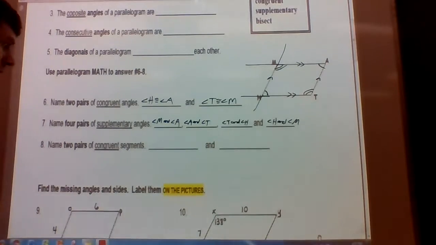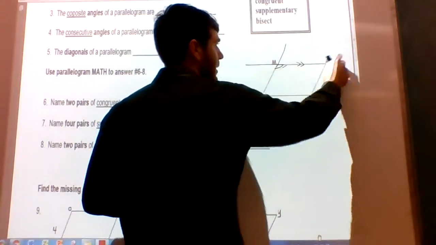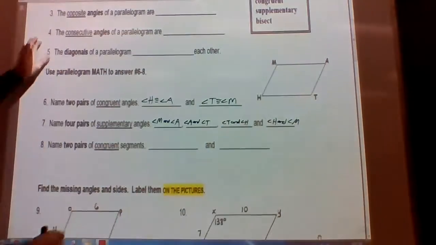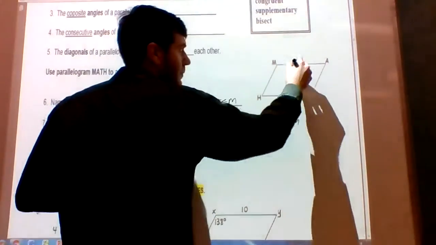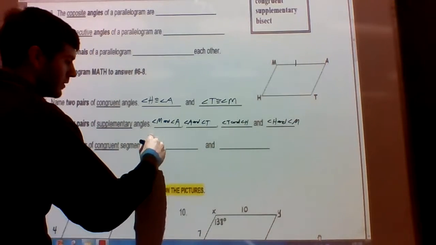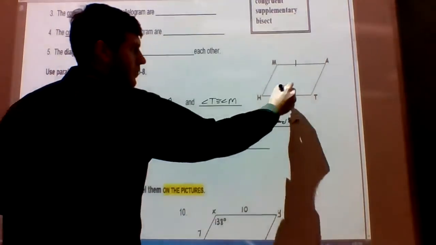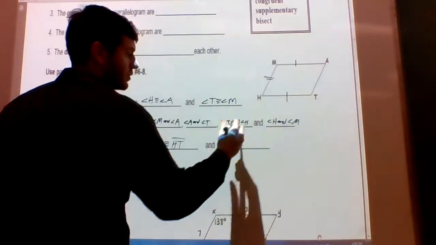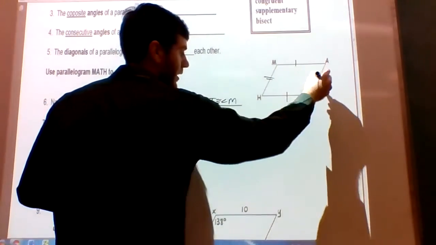Okay, number 8, name two pairs of congruent segments. So we know one of the properties up here, I think it was number 2, says that opposite sides of a parallelogram are going to be congruent. So the opposite side of MA, what's across from it, is going to be HT. So MA is congruent to HT. All right, and then we have MH. What's going to be across from MH? AT.